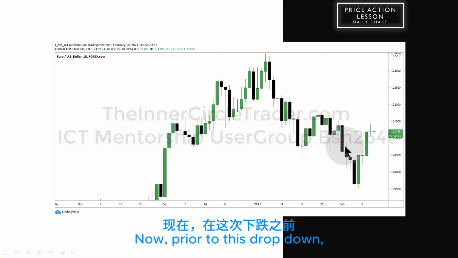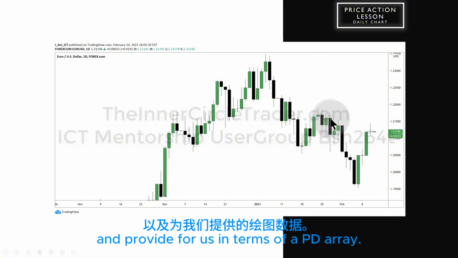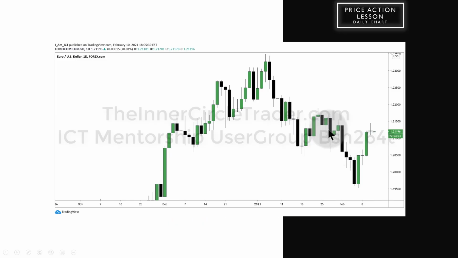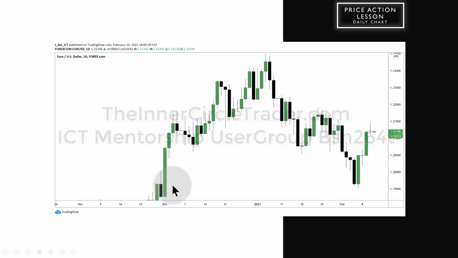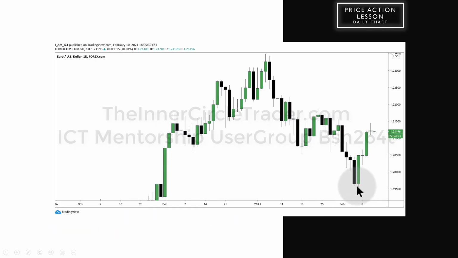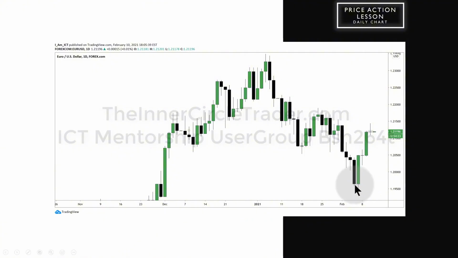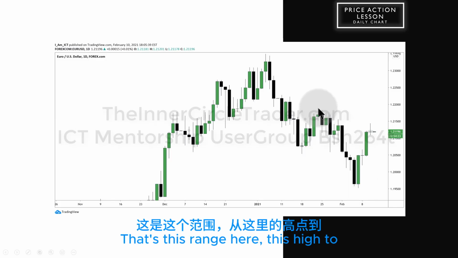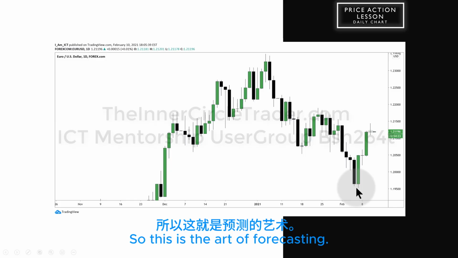Now, prior to this drop down, we had no idea what the market was going to paint and provide for us in terms of a PD array. Now, if we're forecasting a move to this fair value gap and potentially into the order block, that's down here, at the moment the market returns to this area, you have to look at what the range is prior to that low forming at the order block. And what do I mean? That's this range here, this high to this low. So this is the art of forecasting.